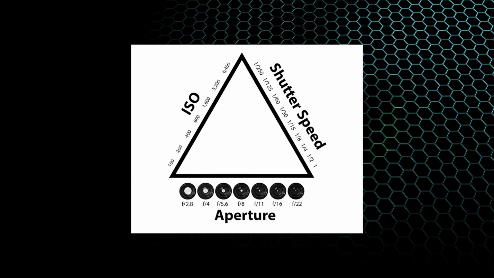Figuring out how to find the correct exposure is knowing that there are 3 key things that will help us do so, and that is aperture, shutter speed, and ISO.